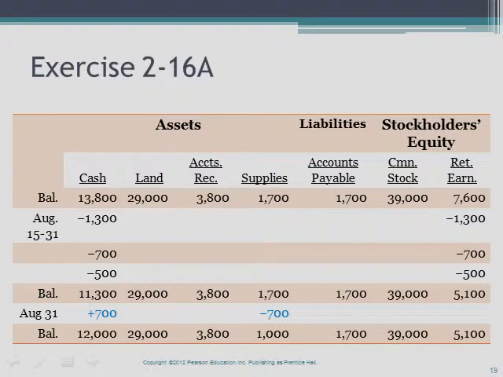On August 31st, the business sold supplies to another physician for a cost of $700. So in this example, we can see that cash went up because we received cash of $700, but our supplies inventory went down. So we had one asset increase, we had another asset decrease by the same amount, and so again our accounting equation stays in balance.